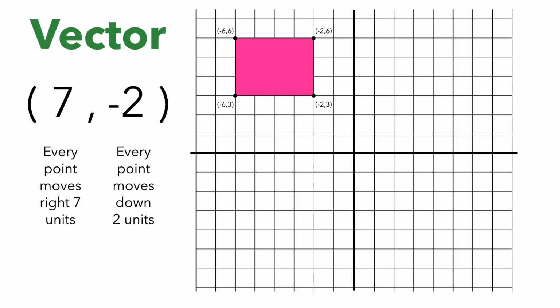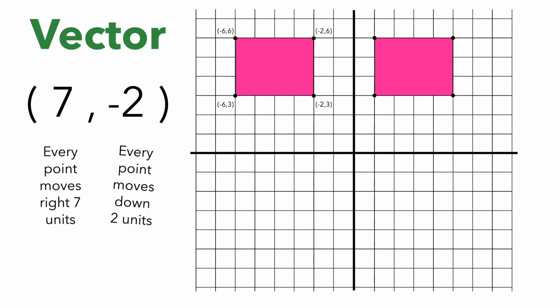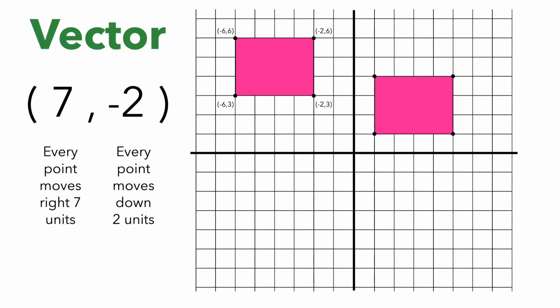So let's do that. First, let's move it to the right 7 units. So we're moving every point to the right 7 units. And now we're going to move every point down 2 units. And this is our new translated shape with the new points right there.